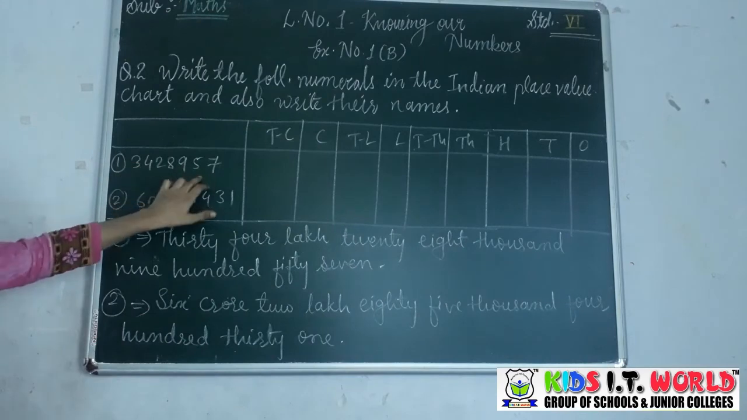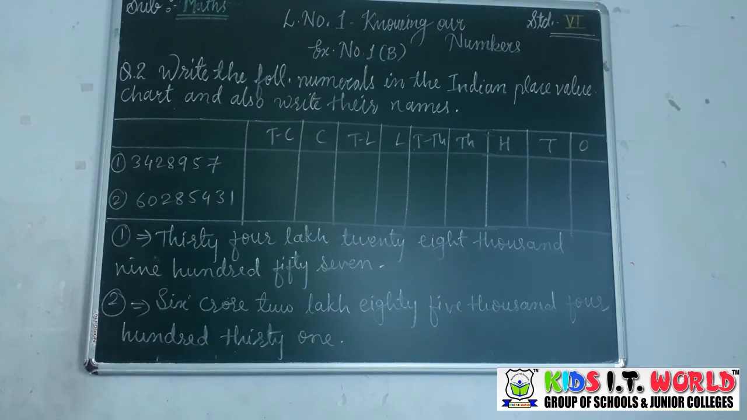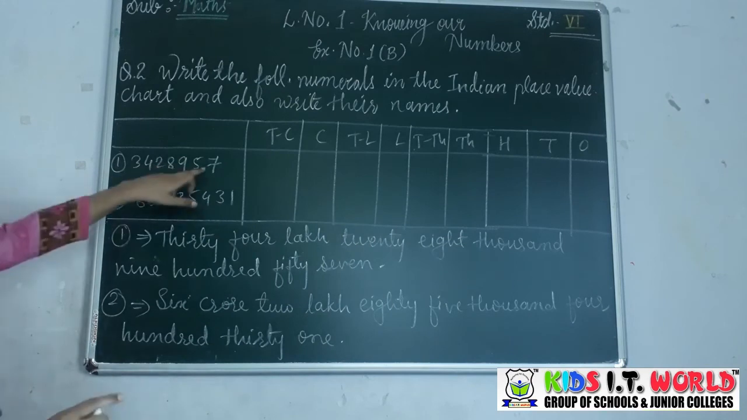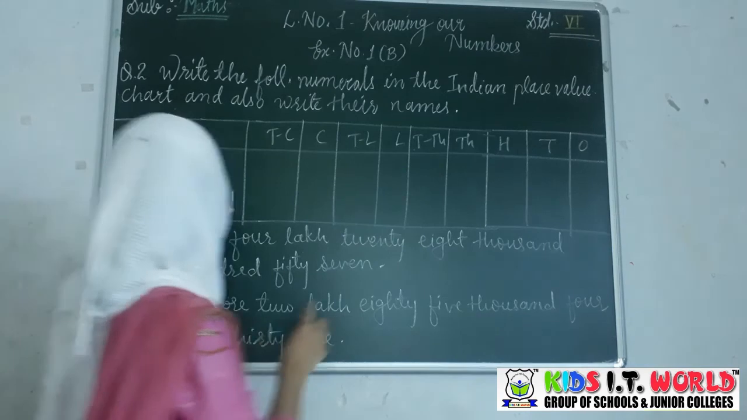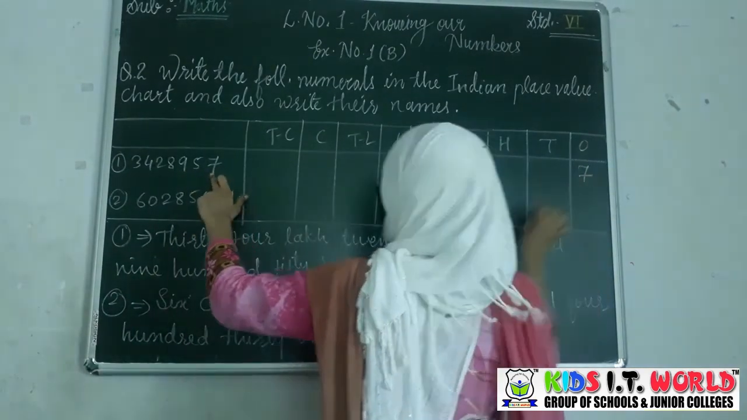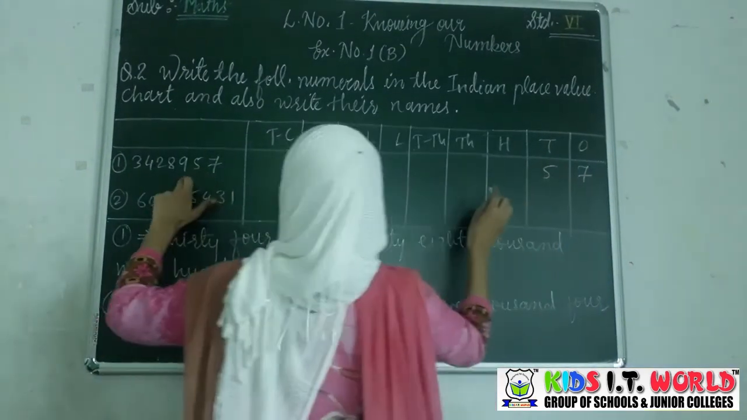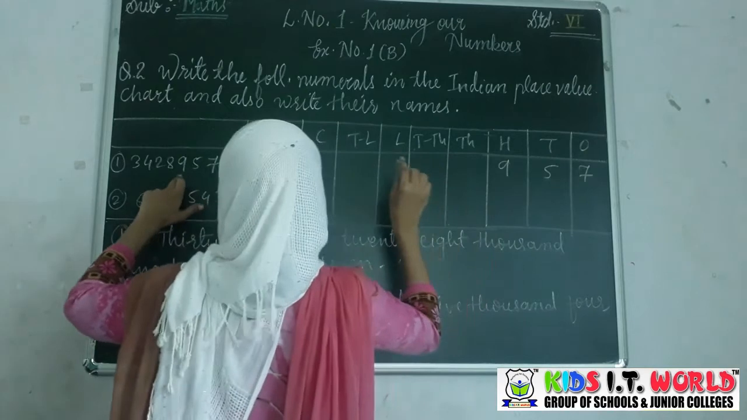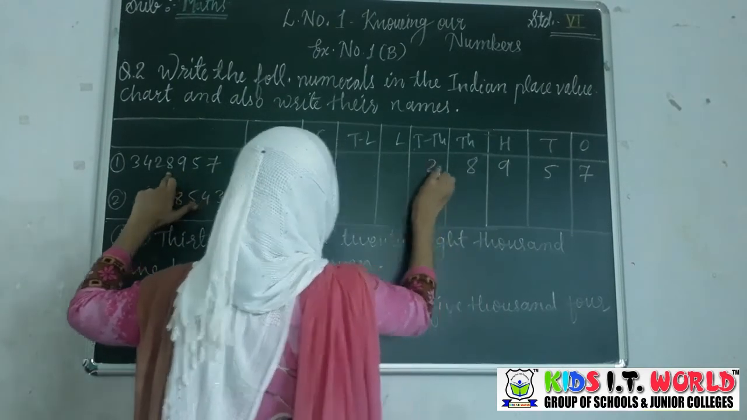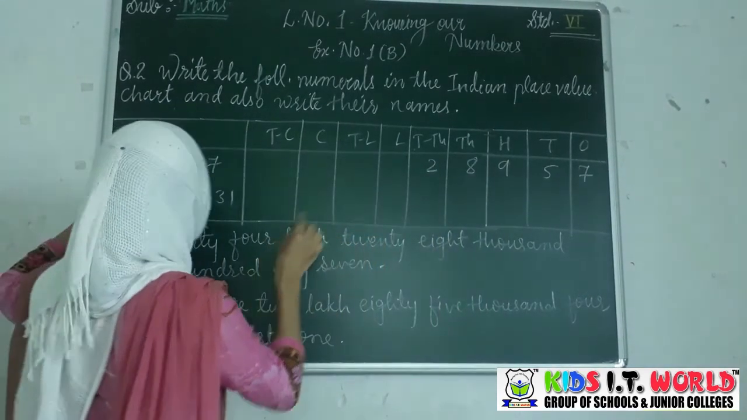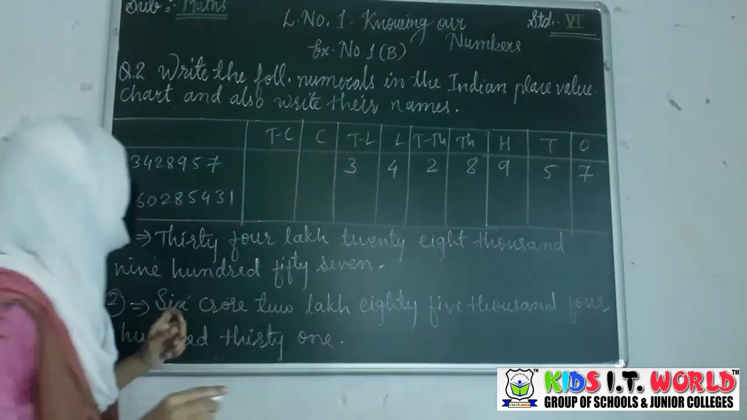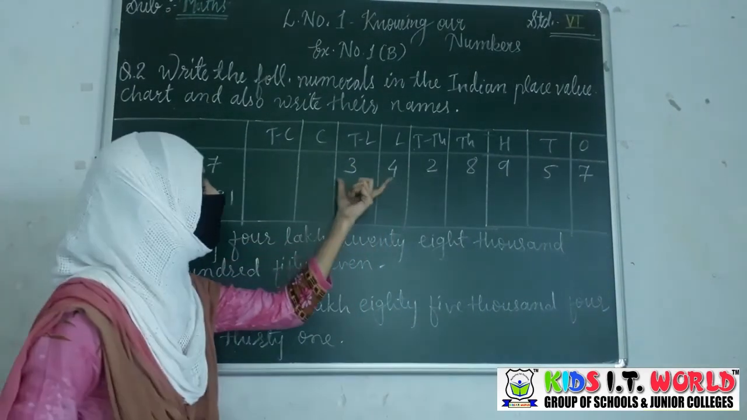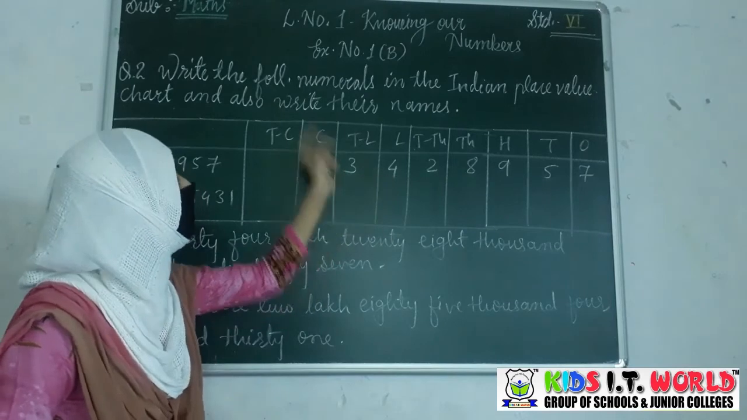Now whenever you are arranging the numbers in the place value chart, you have to start writing from the ones position. Means the number which is at the extreme right position, you have to start writing from that. So we will write from 7. So it's 7, then 5. On hundreds it is 9. On 1000, 8. 10,000, 2. 4 and 3. Now the number is starting from 10 lakhs. So you have to write their name also.